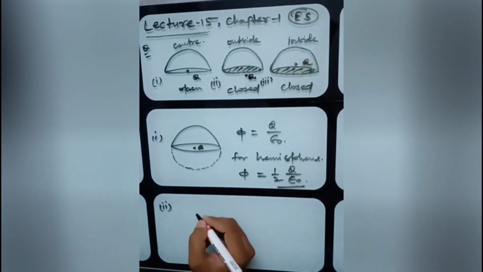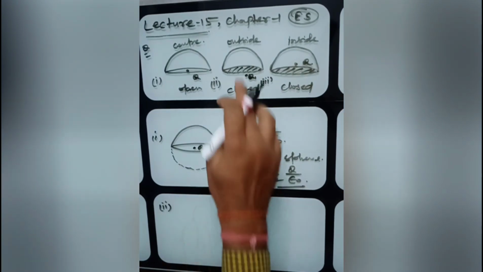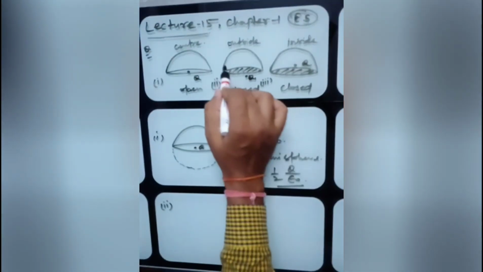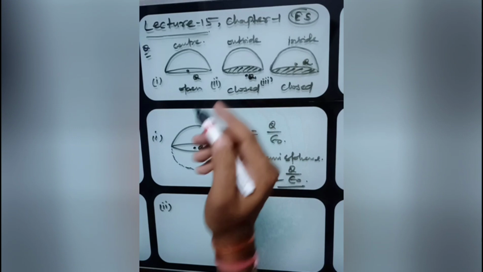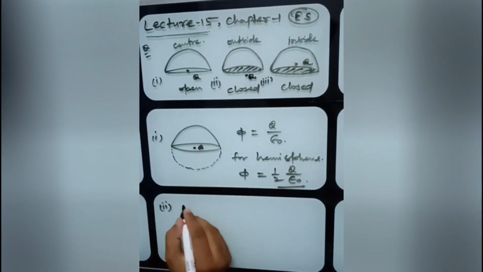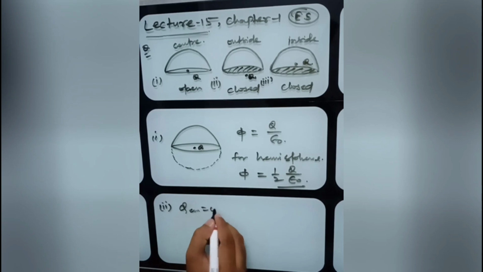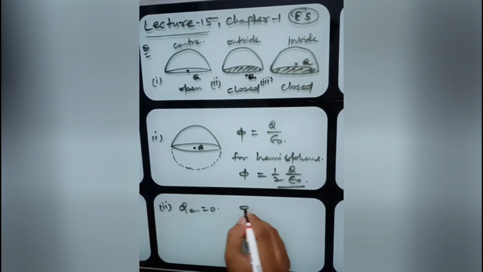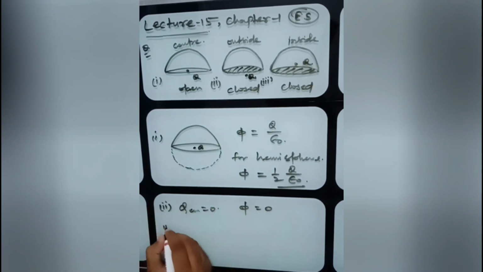For this one, if you are finding electric flux for this closed body, since the charge is outside the body, Q enclosed will be how much? Again 0. And if Q enclosed is 0, then flux will be 0.